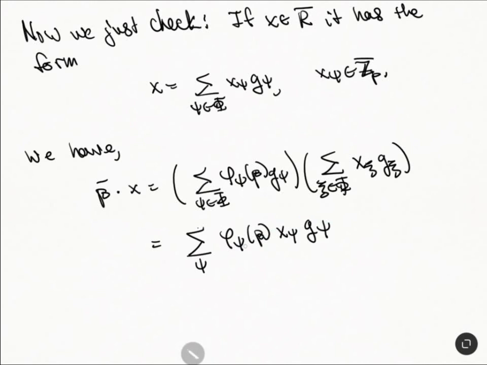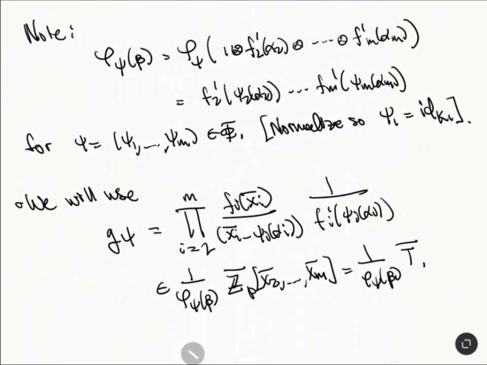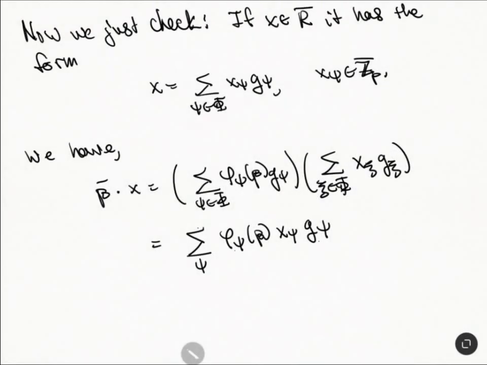Now we have this times this, and this was exactly the denominator. Look here, this is the denominator. So this thing here is an element of T bar, since this line uses orthogonality, right?